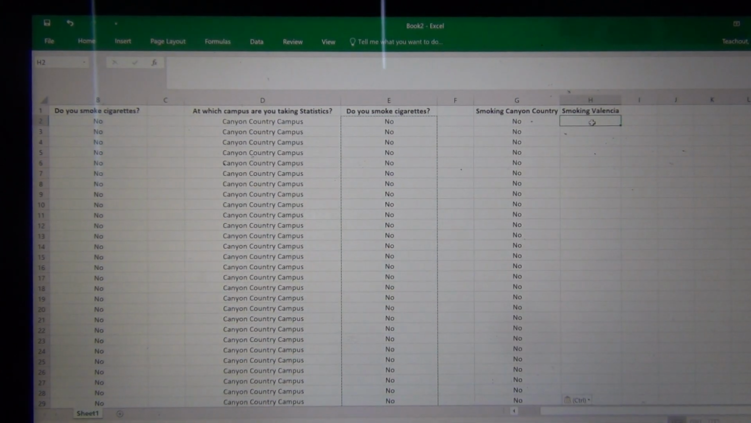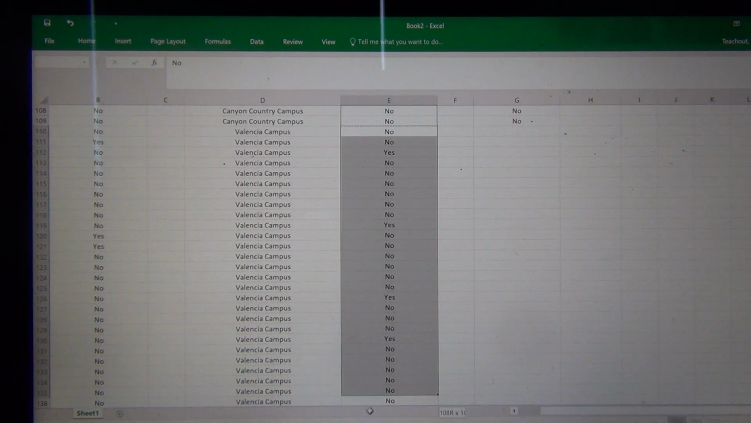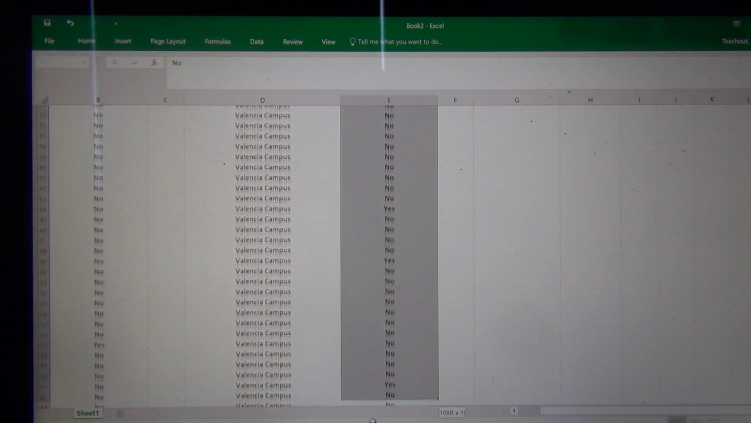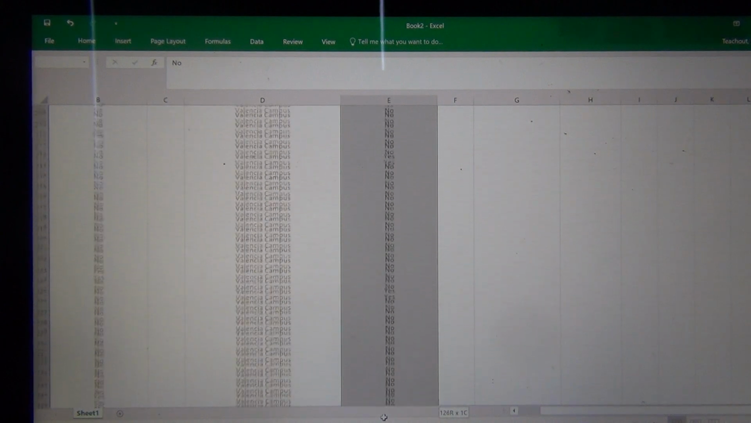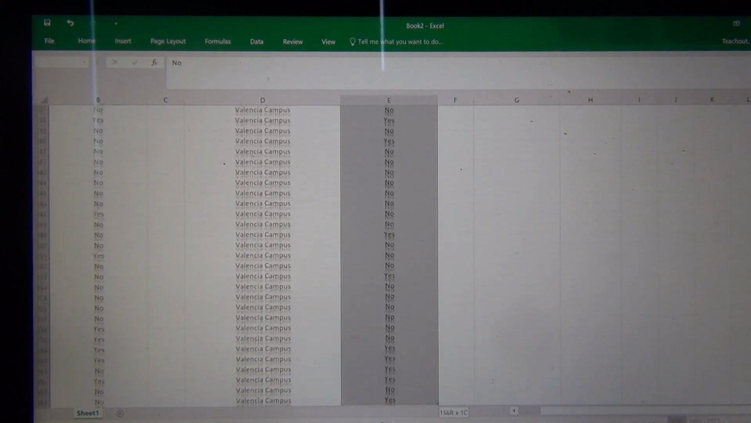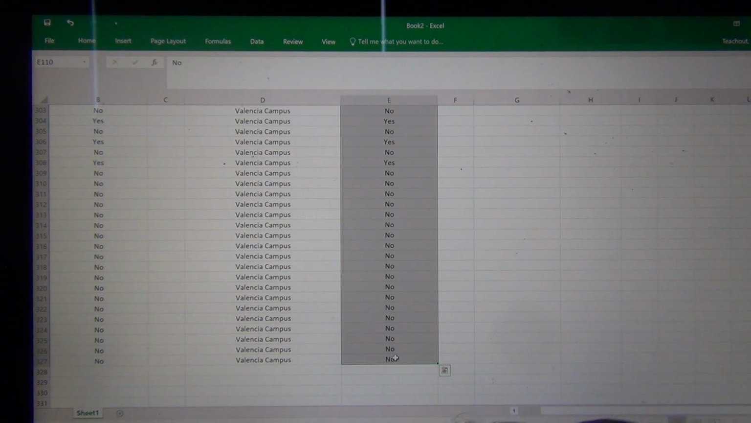All right, sorting can be a very useful tool when you're trying to figure out a question or figure out data. Now I'm going to do the same thing for Valencia. So all these people here went to the Valencia campus. Notice that the word Valencia is on the left next to it, and then I asked them if they smoked cigarettes or not, yes or no, and there we go. So it looks like there's quite a bit more people that went to Valencia. There we go.